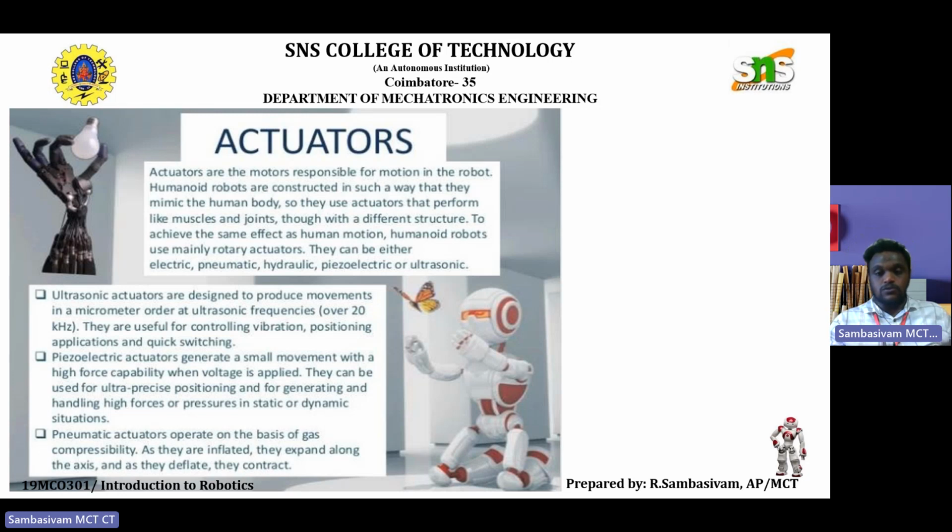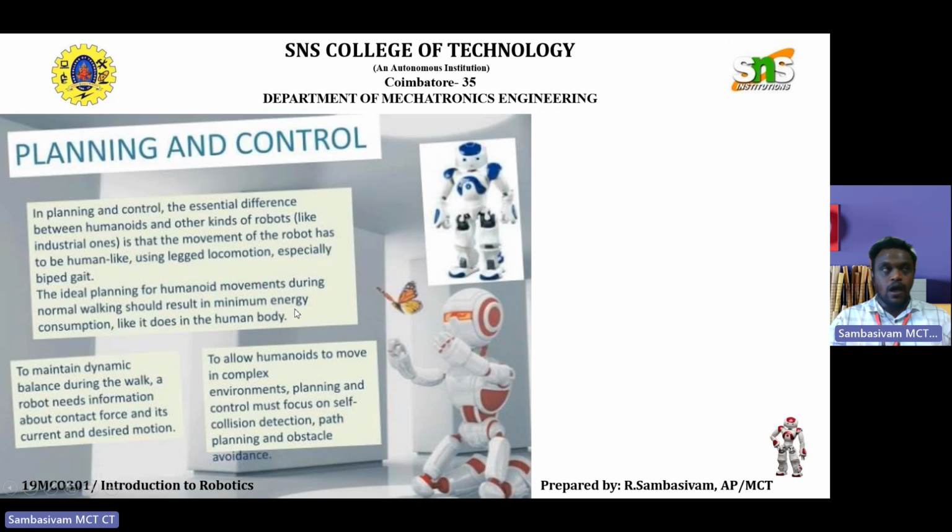Similarly, piezo actuators are also used in humanoid robots, where they are developed to generate small movements with high force capability when voltage is applied. They can be used for ultra-precise positioning and also for generating and handling high forces or pressures in static or dynamic situations. Pneumatic actuators operate on the basis of gas compressibility; as they are inflated, they expand along the axis, and they deflate in the contrary case. This is how actuators play a major role.